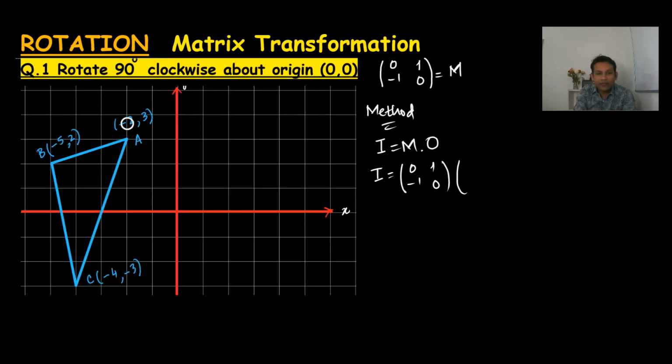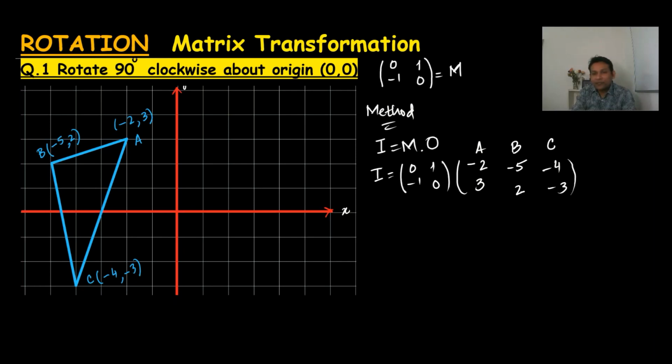A is minus 2, 3. So I will write minus 2 and 3. This is coordinate A. Then I will write B and then C, and in this way we will get the images respectively. B is minus 5 and 2, and C is minus 4 and minus 3.